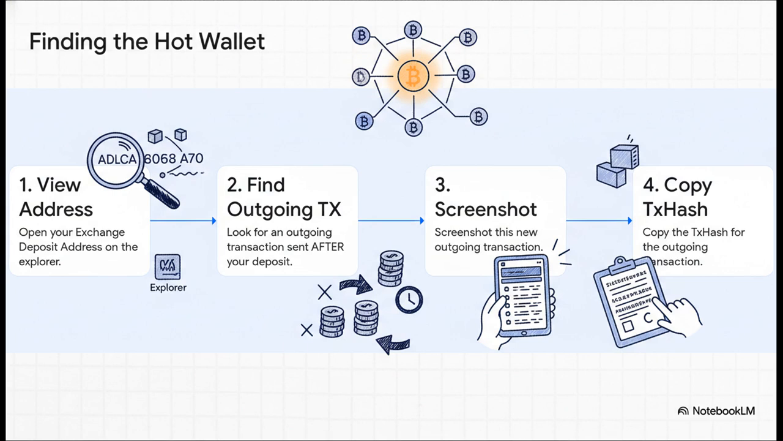And this is exactly how we do it. Go back to the Explorer and look up your deposit address. Now, you're on the lookout for an outgoing transaction that happened after your deposit arrived. See? That's the exchange moving your money. When you spot it, take a screenshot of that transaction and grab the new TX hash.